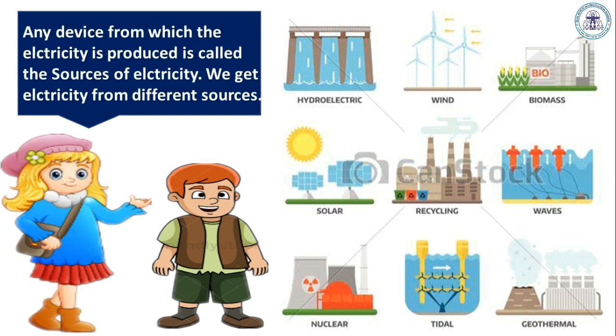Any device from which electricity is produced is called a source of electricity. We get electricity from different sources. For example, thermal power stations, hydel power stations, atomic power stations, windmills, solar cells, etc. Let's know about each one of them in detail.